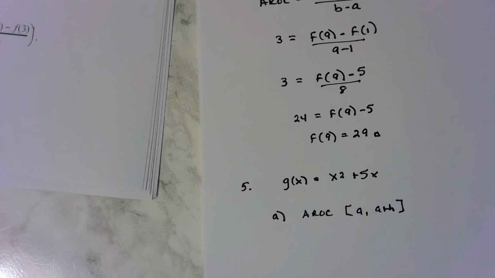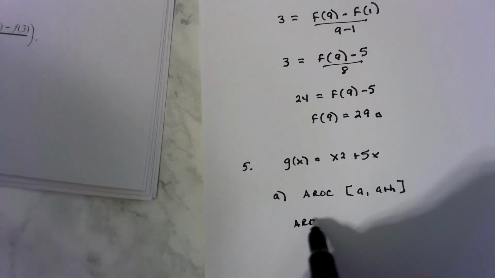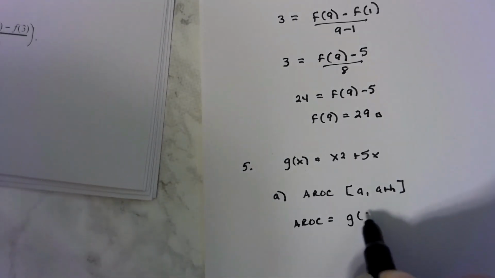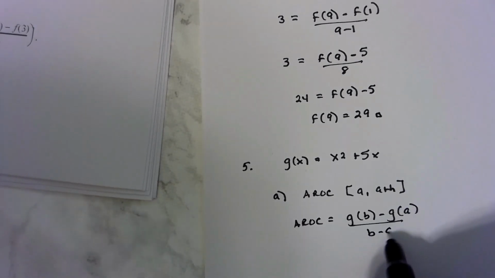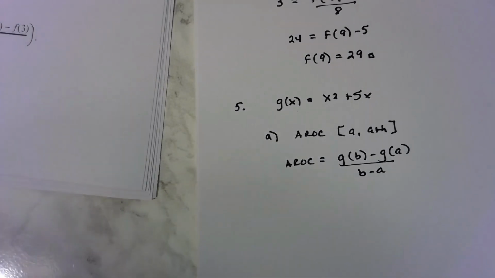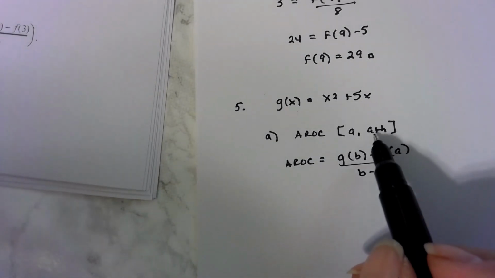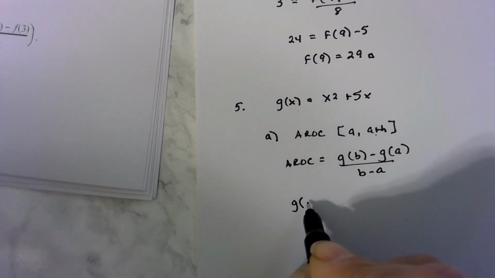Okay, well, if we want the average rate of change, we know that the average rate of change is equal to g of b minus g of a over b minus a, right? This is an interval from a to b. Okay, well, what's g of b? G of a plus h is what they're asking me for, so let me just do a computation.